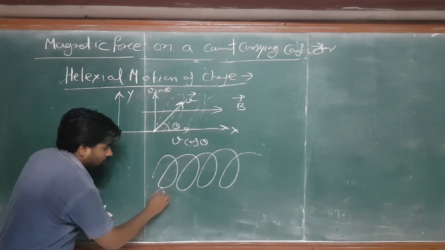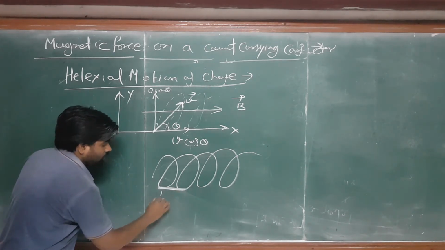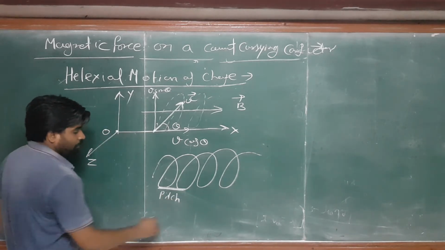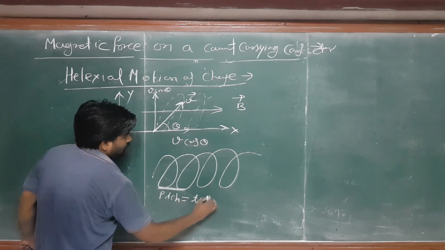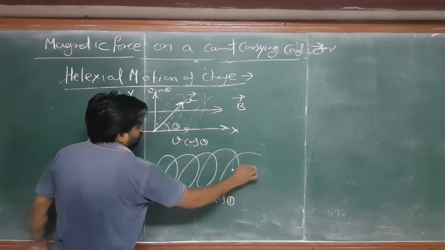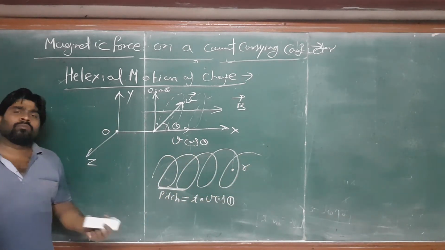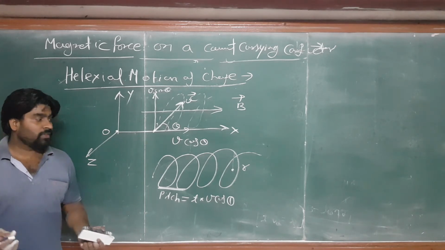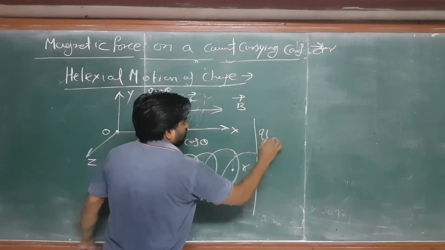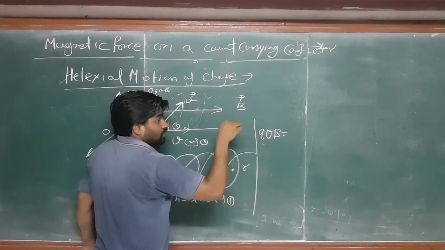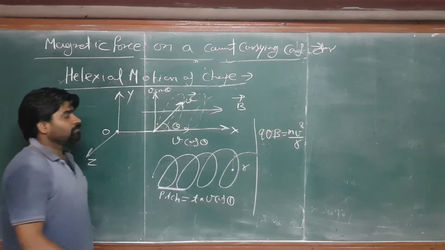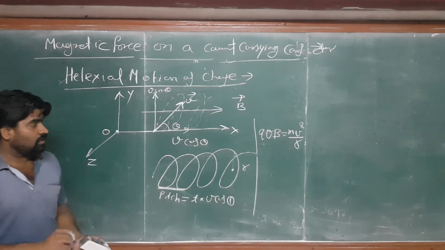The gap between the two rings is called the pitch. And how to find the pitch? The pitch is equal to time into the speed, where the speed is v cos theta. And this is called the radius of the circular path. You can find the radius by applying the formula: the magnetic force qvB works at the center as the centripetal force mv square by r, and you can easily find the radius and the speed also.